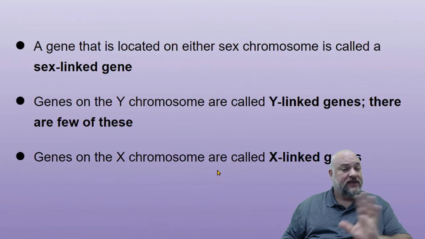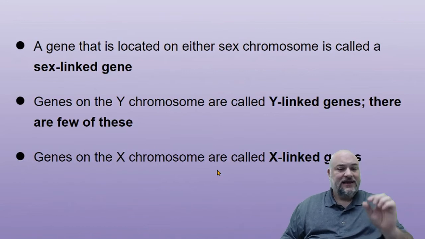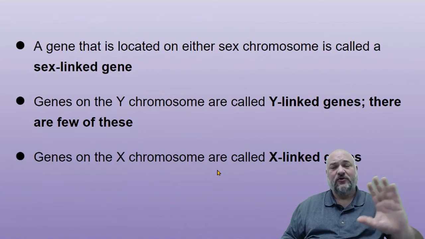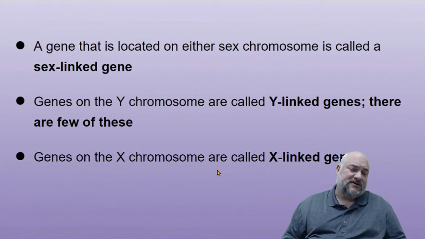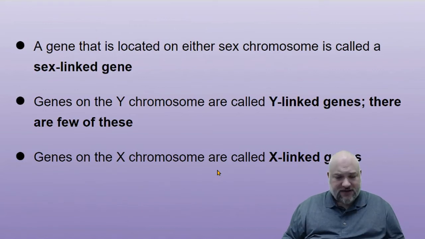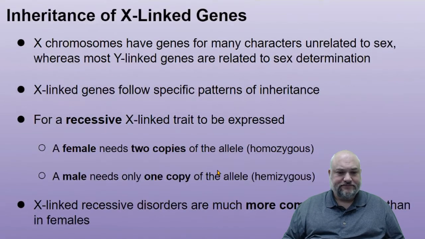A gene that is located on either sex chromosome is called a sex-linked gene. If they're on the Y, we call them Y-linked. Not a lot of those, because the Y is small. It's mostly junk. It's got a few of those genes that control whether or not you turn into a male as opposed to female. The genes on the X chromosome, we call them X-linked genes. And when we're talking about sex-linked genes, generally speaking, we're going to be talking about X-linked.